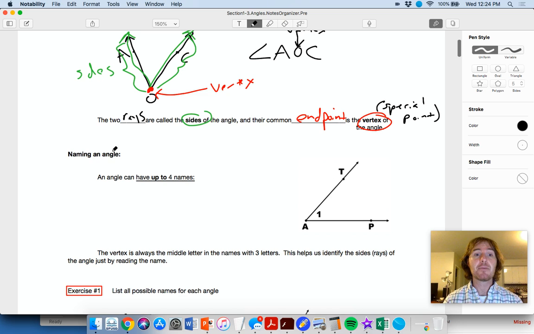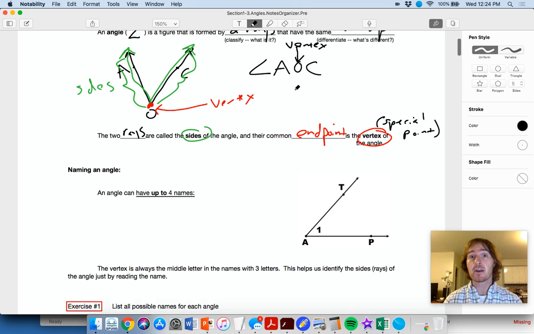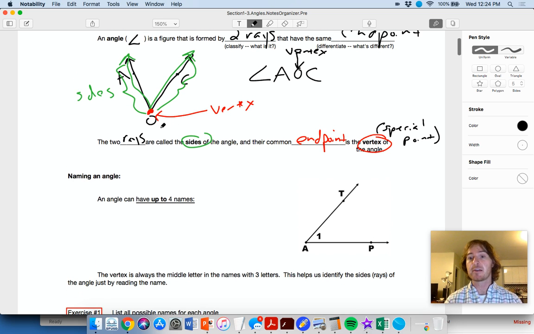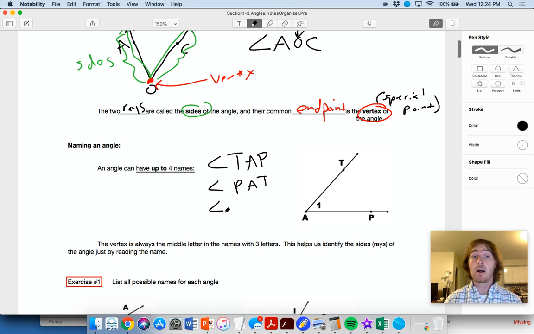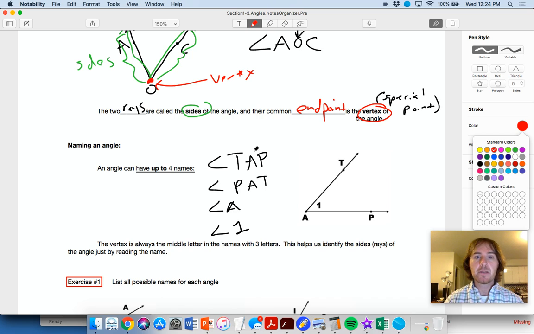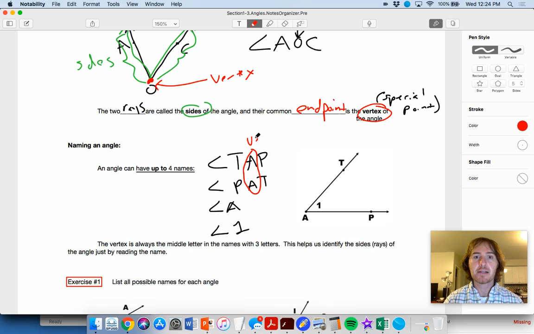Let's do it, okay? So an angle can have up to 4 names. I told you this was AOC, but I also could have named it angle O. So let's go through this together for angle TAP. This can be called angle TAP. It can be called angle PAT. If you're writing these down, you're going to write these 4 with me. It can also be called angle A. And finally, it can be called angle 1. Those are the 4 acceptable names. What do we notice about the middle letter? It's going to be the vertex of the angle.